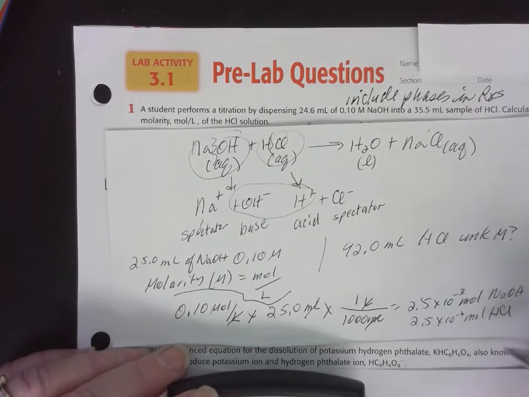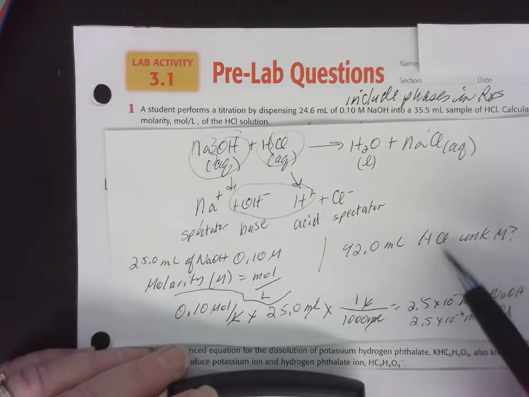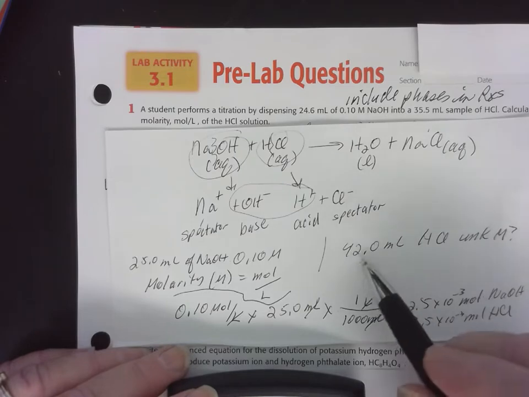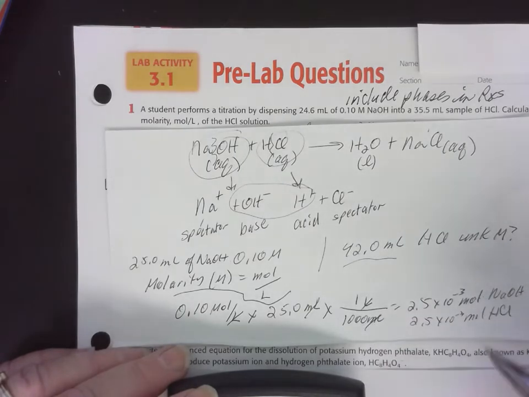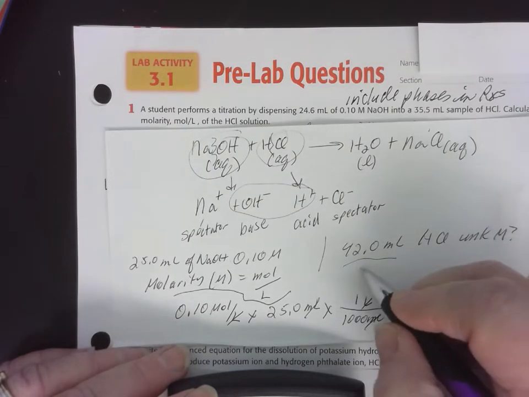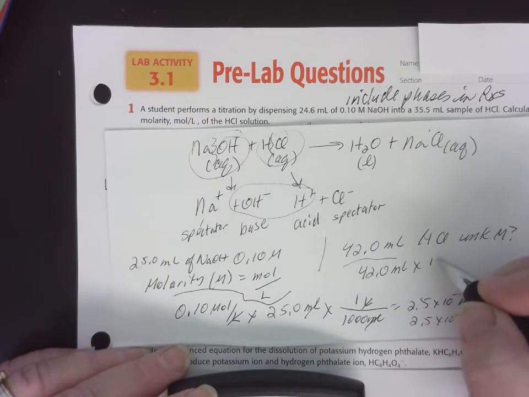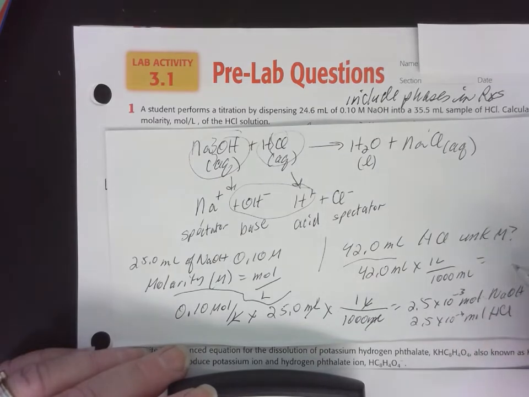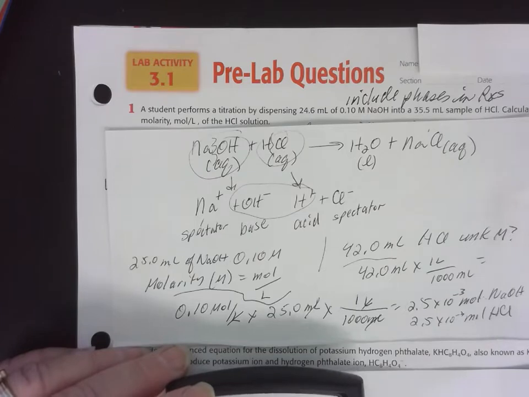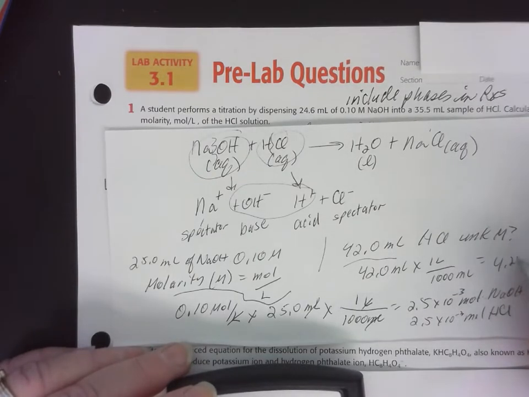So it asked for the molarity. So we have the moles, and we have the quantity in our sample problem of 42 milliliters. So we need to turn that into liters: 42 milliliters times 1 liter divided by 1,000 milliliters equals, okay, 42 divided by 1,000, and we know the answer to that is 4.2 times 10 to the negative 2.